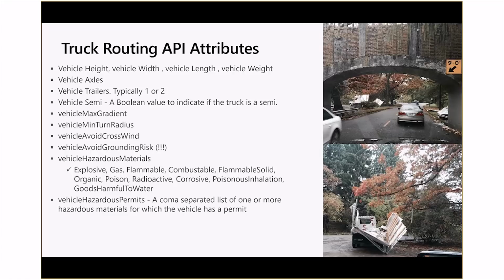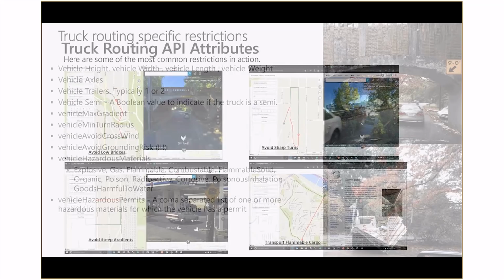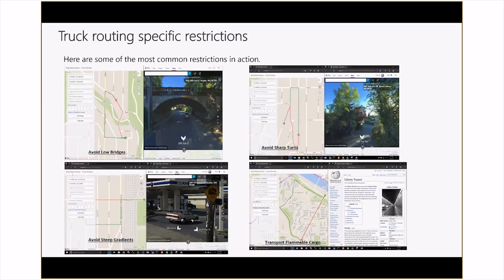You can see a whole bunch more here. Our documentation lists all of these in detail, but I called out a bunch of them for you to look at here. We're going to look at a demo in a moment where we can play around with some of these attributes and see the effect they have on routes. Here are a few more pictures showing some of the common restrictions. We're looking at that low bridge again, sharp turns, flammables, going through, in this case, the Liberty Tunnel, and avoiding steep gradients. These are all things that the API covers.